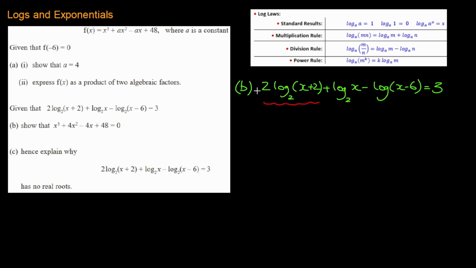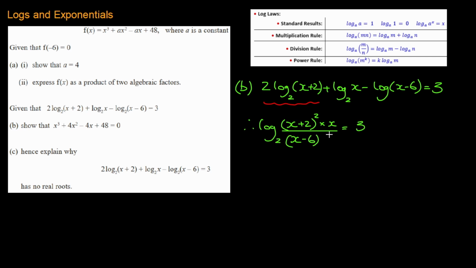This first term has got a 2 in the front of it, so we can say this is log of x plus 2 squared, and then we can apply both the multiplication rule and the division rule. So let's try to do both operations together. This will be x plus 2 squared, multiplied by the x, and then divided by x minus 6, but it's all one big log term. So therefore I get log to the base 2 of x plus 2 squared multiplied by the x and divided by x minus 6, and this is equal to 3.